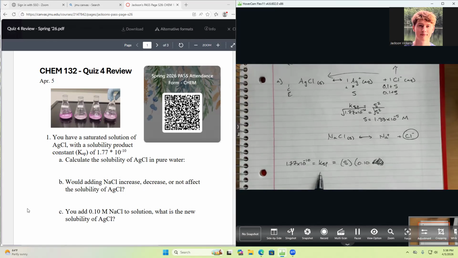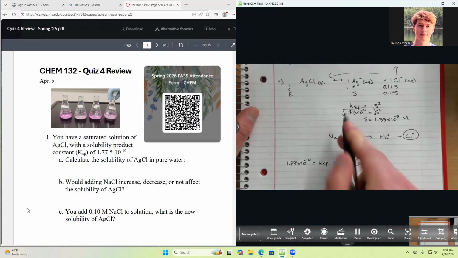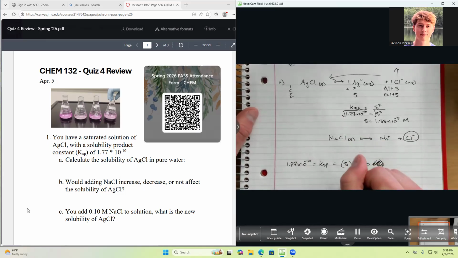So really, our KSP equation now for finding the molar solubility is KSP equals S times 0.1. And all we got to do there is divide both sides by the 0.1. And so we're going to see that the molar solubility of silver chloride becomes 1.77 times 10 to the negative 9.